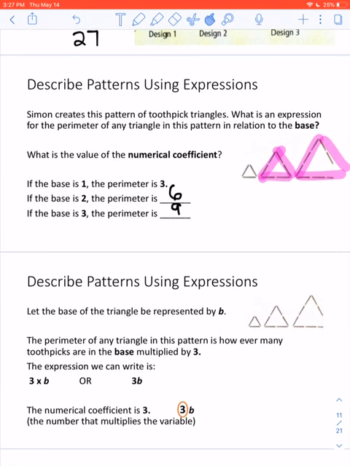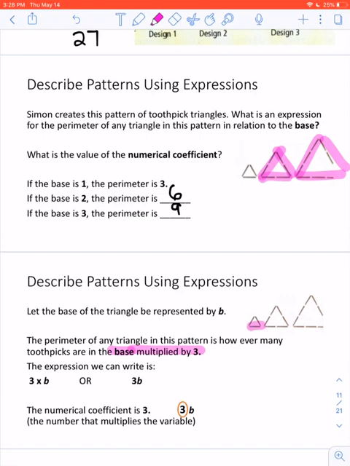Here we're going to make the base of the triangle, kind of similar to what we did with the table, but this time we're just not using a table, represented by B. Okay, so that's this part right here. We're talking about the base. Now, it says the perimeter of any triangle in this pattern is however many toothpicks are in the base multiplied by 3. So they actually already told us that. So let's check that out.